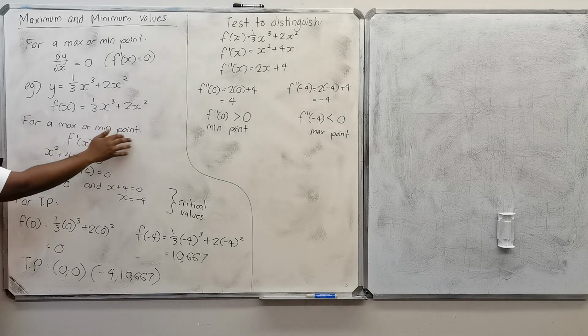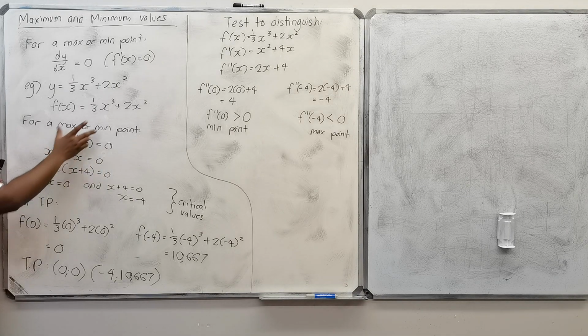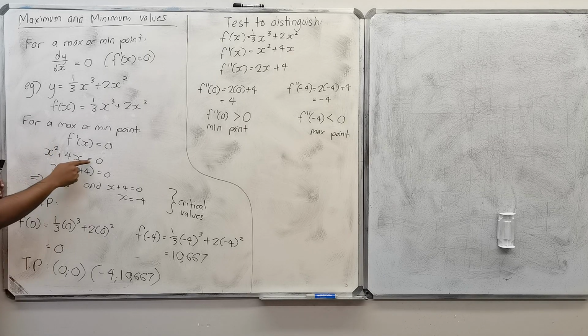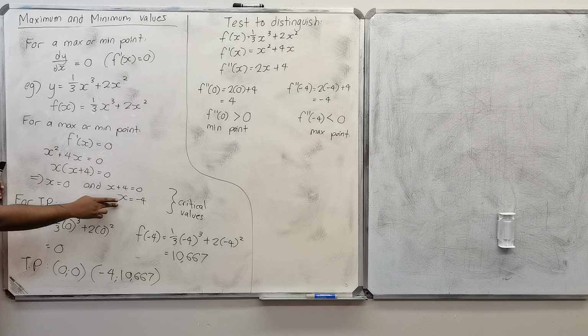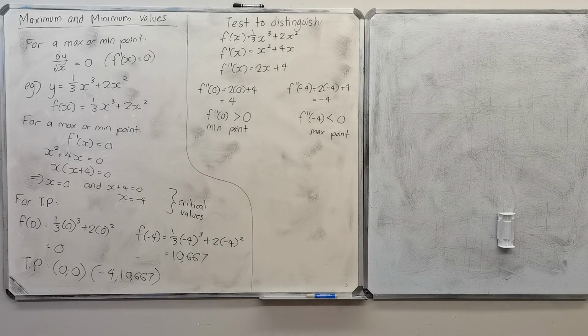For a maximum and minimum point, your first derivative must equal 0. So I differentiated that equation and ended up with x squared plus 4x. Let it equal 0. I solved for my values of x. So x equal to 0 and x equal to -4 are my critical values. To get the turning point, you have to substitute these x values back into your original equation, and I am able to get two coordinates. These two coordinates are my maximum and minimum coordinates.